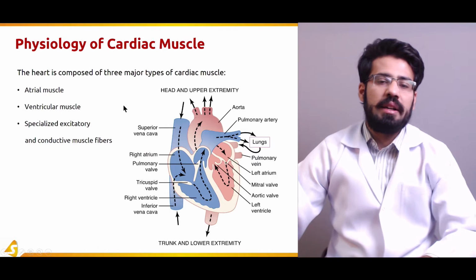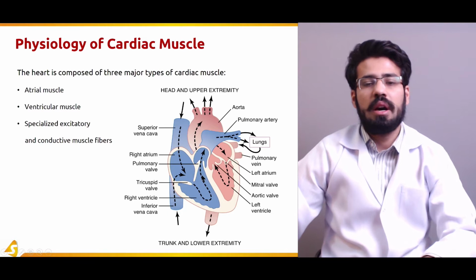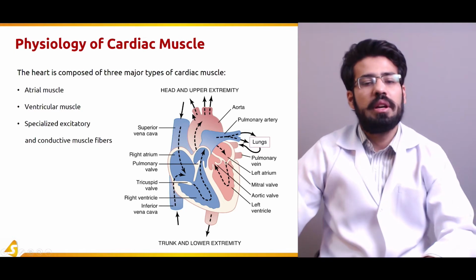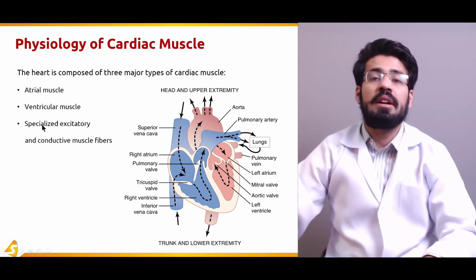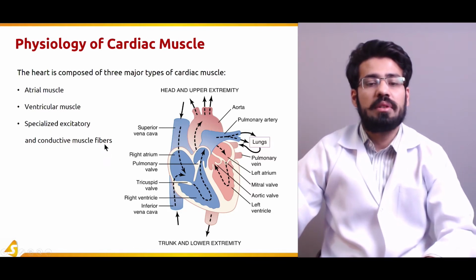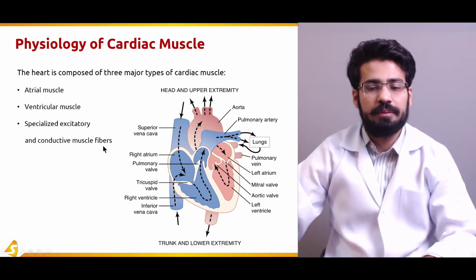So in the very first slide, this particular diagram shows the extensive structure of the heart. Now the heart is composed of three major types of cardiac muscles as shown here. The atrial muscles shown here, the right atrium and the left atrium, the ventricular muscles, these two here, the left ventricle and the right ventricle, and number three is the specialized excitatory and conductive muscle fibers. Excitatory includes the sinoatrial node that we are going to discuss in detail in the coming slides, and the conductive includes the atrioventricular valves.